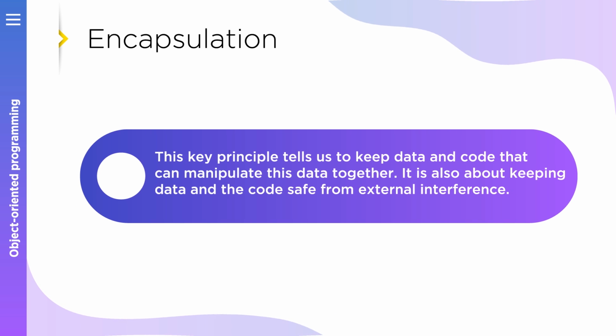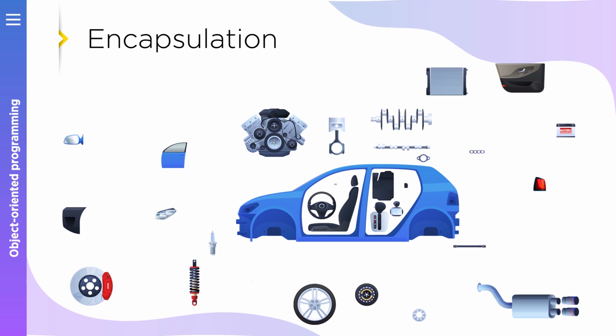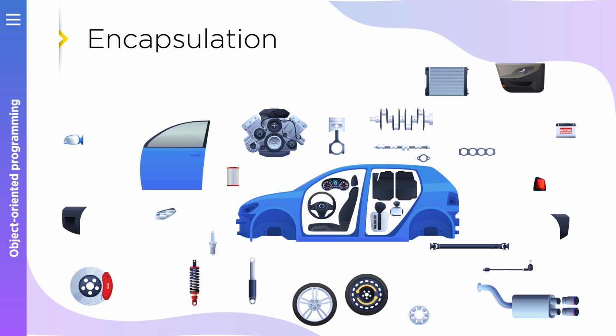Encapsulation. The key principle tells us to keep data and code that can manipulate this data together. It is also about keeping the data and the code safe from external interference. To understand it better, let me demonstrate encapsulation in real life. You have a car. The car is a separate object, and there is a gas pedal in it. The gas pedal is an external interface which sets the way we'll interact with our car.